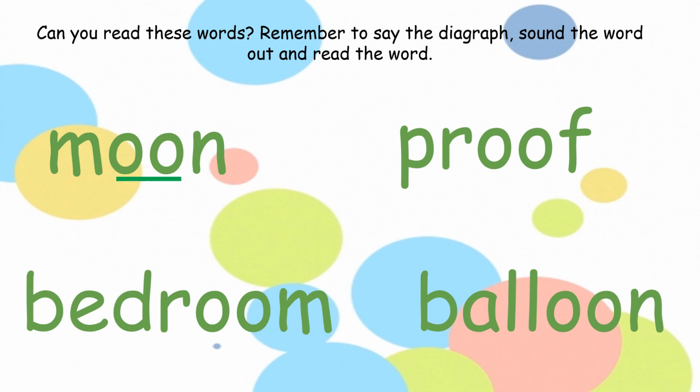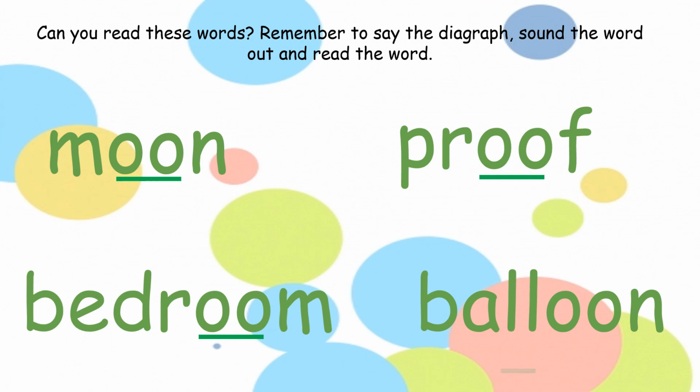moon. Your second word, can you spot the digraph? Oo. Usual sounds: proof. Your third word, spot the digraph? Oo. Now let's use your sounds: d, bed, room, bedroom. Your last word, can you spot the digraph?